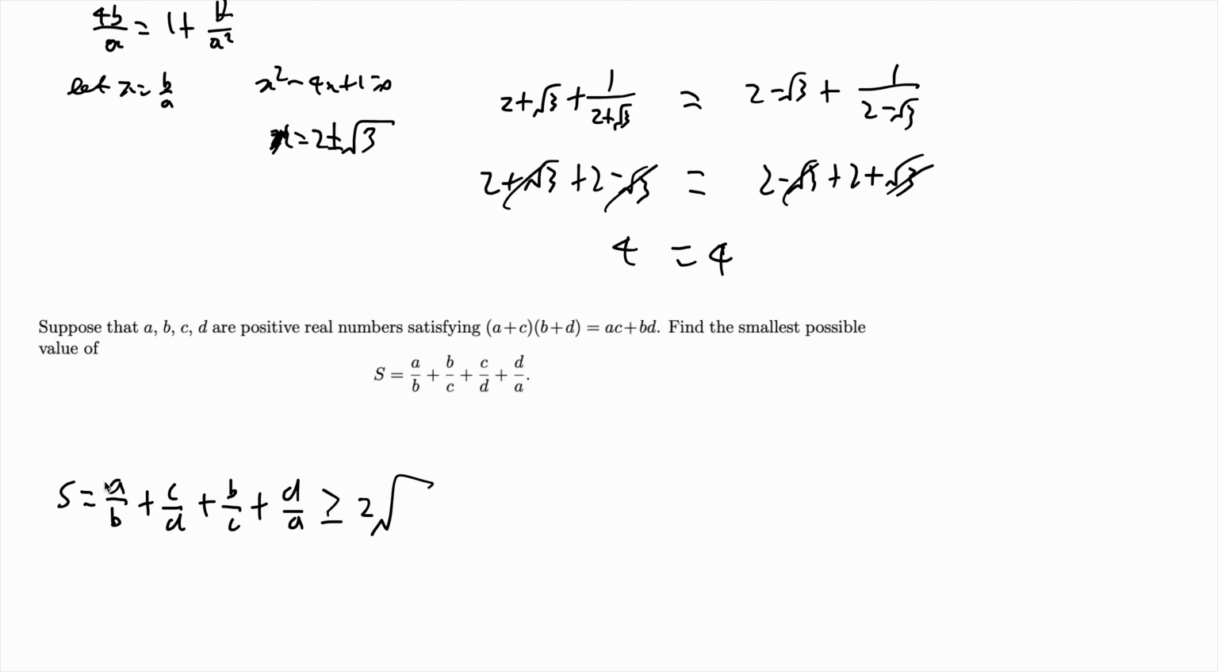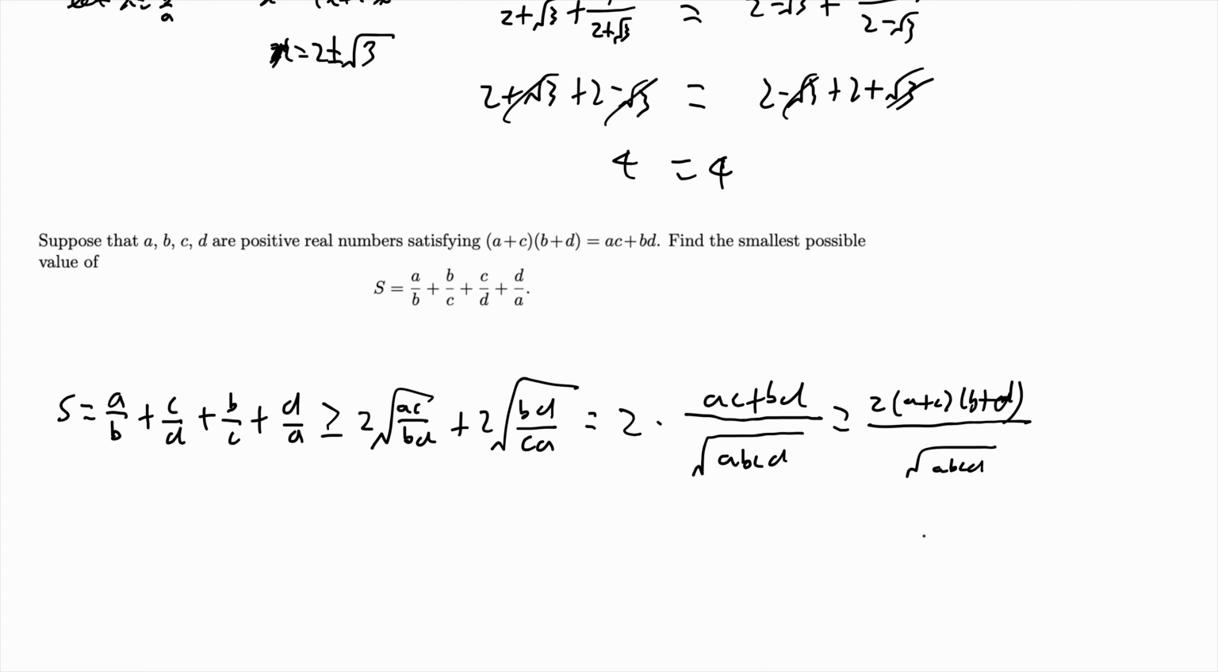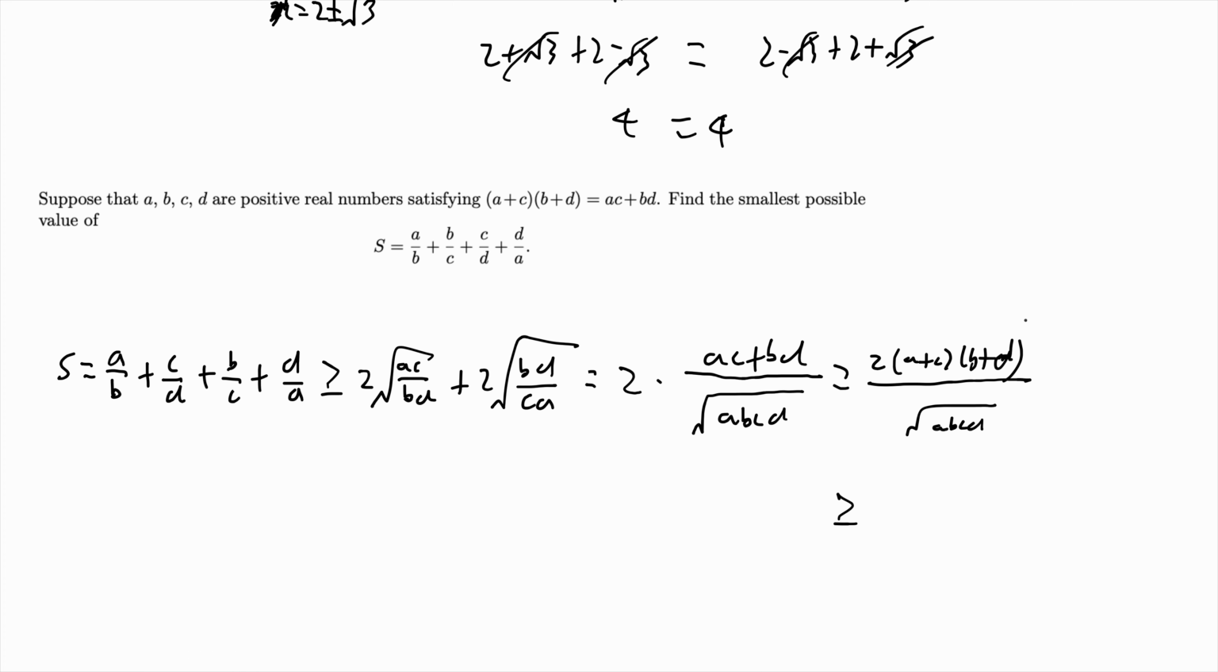Then we know that this is greater than or equal to, using AM-GM for these 2 and these 2, AC over BD plus 2 times the square root of BD over... Why is my, because my pad was tilted. Now this is equal to 2 times root ABCD, and it magically leads to AC plus BD, and this is equal to 2 times (A plus C) times (B plus D) over root ABCD. And now we're going to do one more clever thing, using AM-GM here.